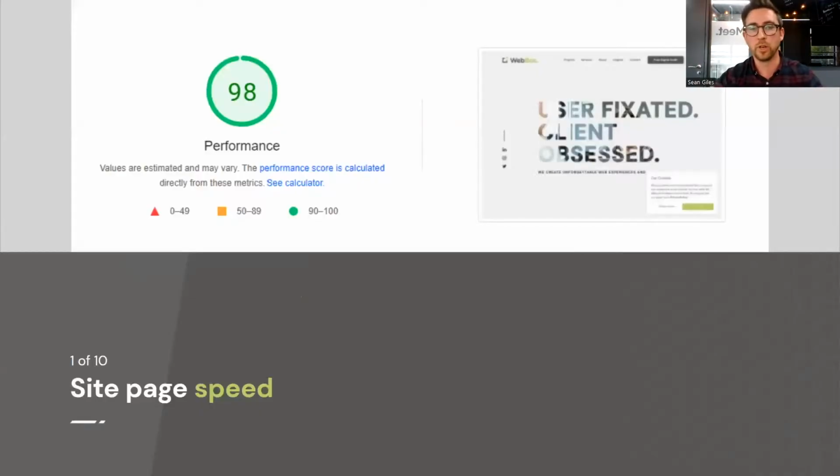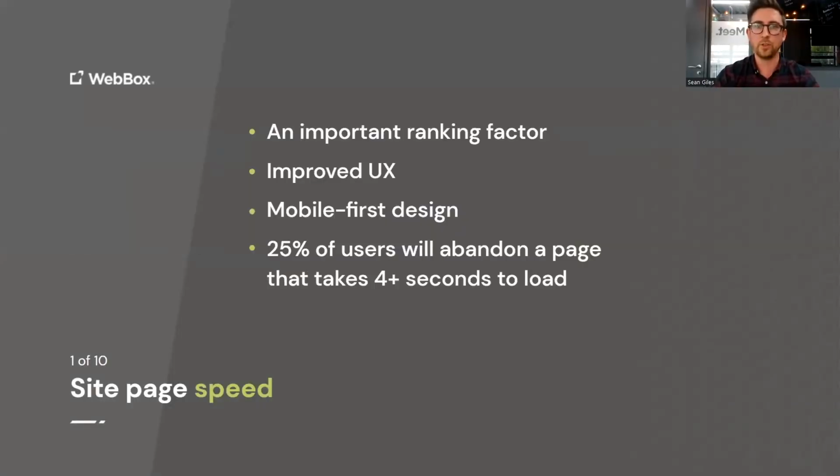So the first one is site page speed. This is something that's become really, really common recently, and Will actually mentioned it on his webinar over the last few months on key trends for 2022. The reason behind this is that it's a hugely important ranking factor these days. Google actually changed their algorithm last year to put a higher emphasis on page speed. The reason behind this is because it's all about user experience.